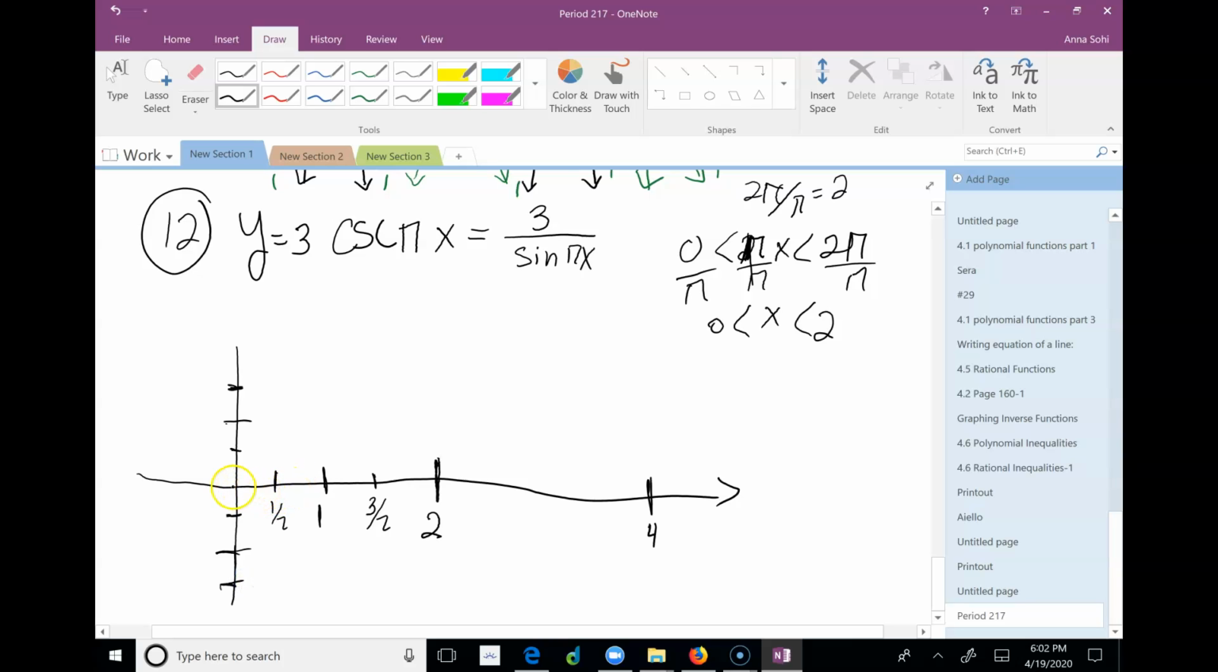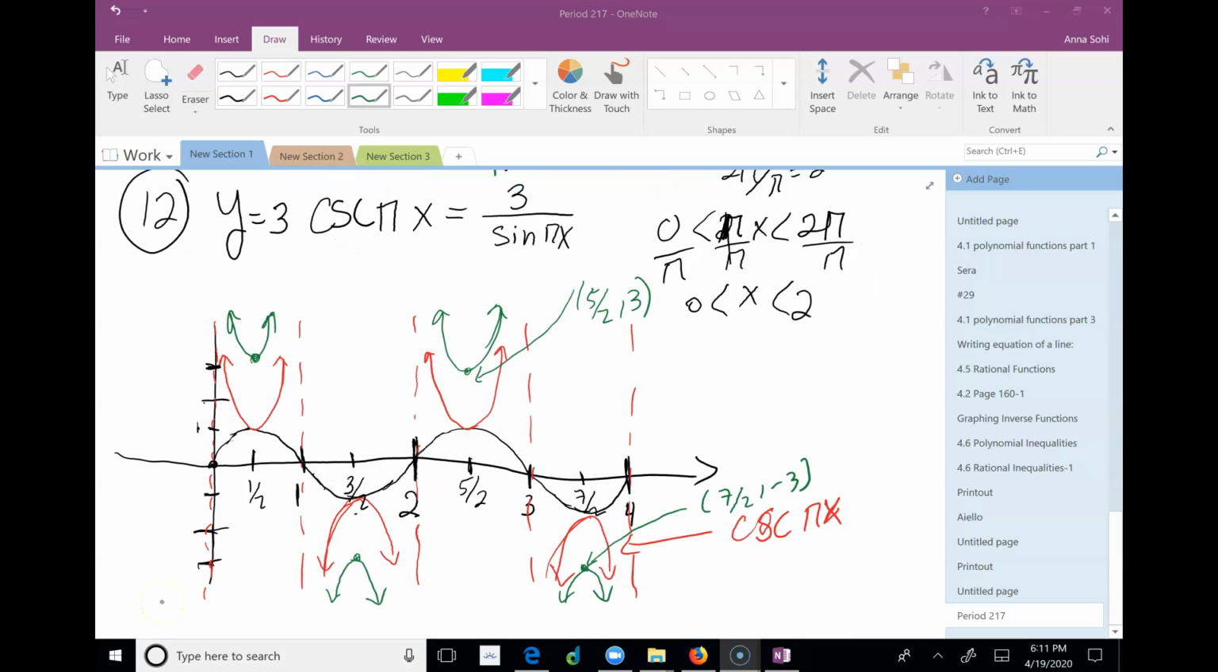So then you start from 0, you go up to 1, going back to 0, going to negative 1, going back to 0. Half of 2 and 4 is 3. Half of 2 and 3 is 2.5. Half of 3 and 4 is 3.5, which is 7/2.